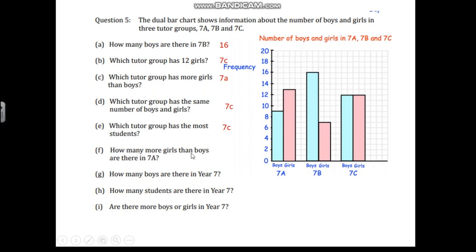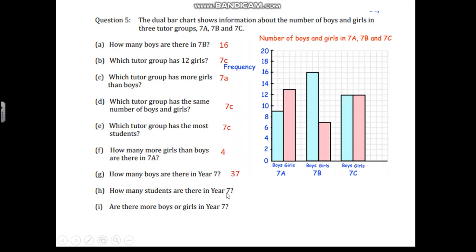How many more girls than boys are there in 7A? So if we look, here's 7A, so we start at 9, we've got 10, 11, 12, 13, so there are 4 more girls. Okay, 9 up to 13, 4 more girls than boys in 7A. How many boys in year 7 in total? So I need to add up the blue bars. So I'm going to do 9, add 16 is 25, add 12 is 37.